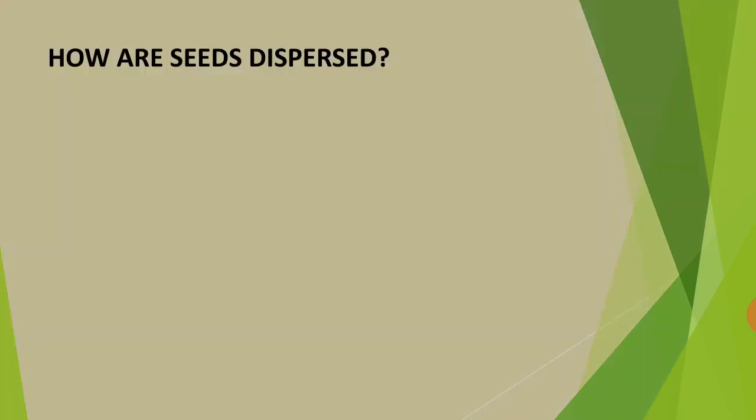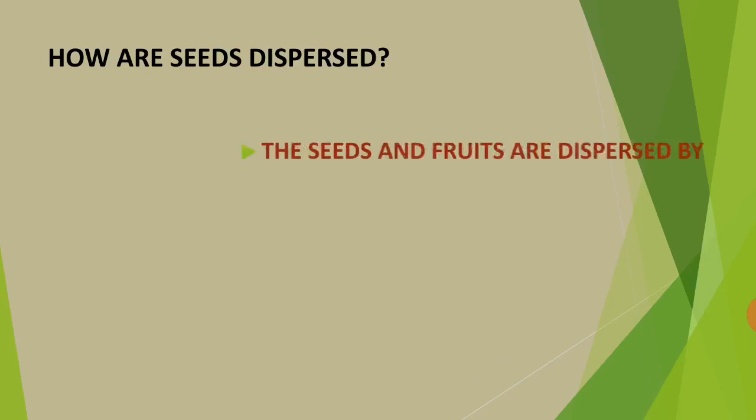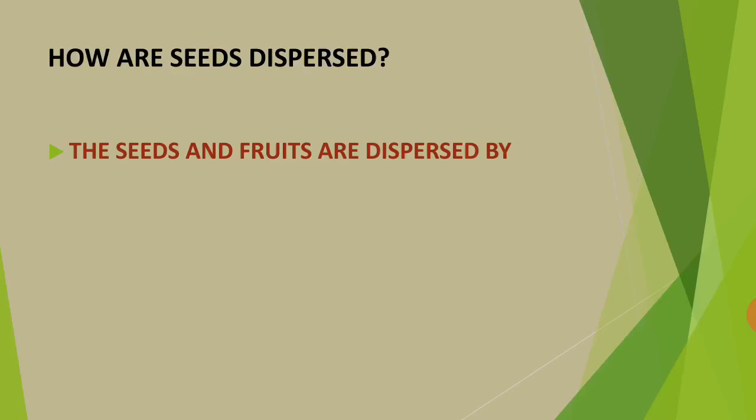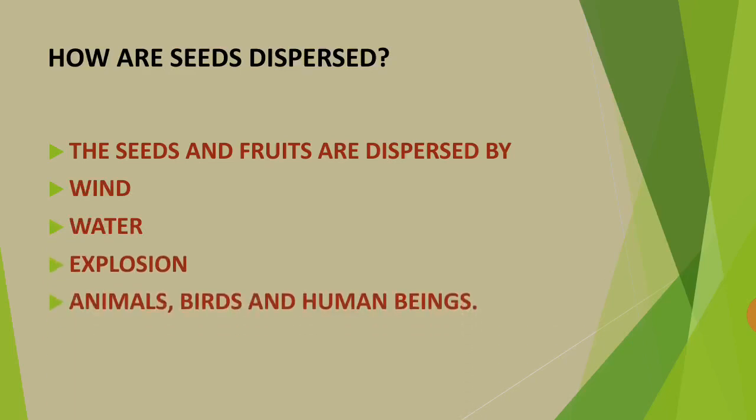How are seeds dispersed? It means how seeds move from one place to another. The seeds and fruits are dispersed by wind, water, explosion, animals, birds and human beings.